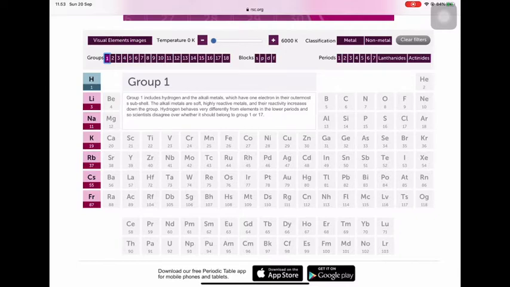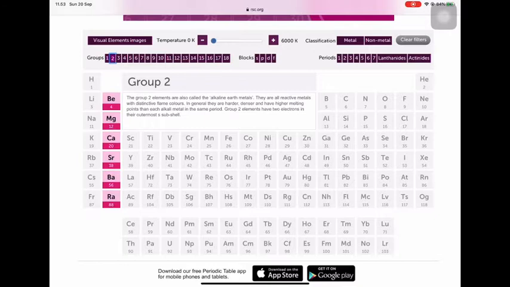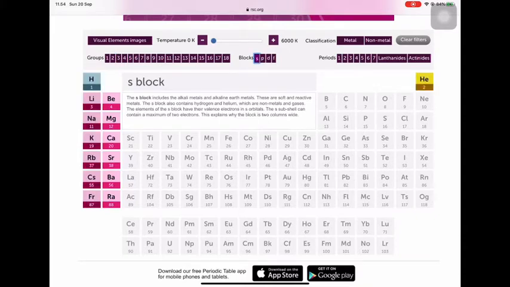Now the second group here, or group 2, they are called the alkaline earth metals. They are also reactive, they are harder and denser. And the group 2 elements also have electrons in the outermost s orbital or subshell, and therefore these two are called the s block, also including helium in the 18th group.